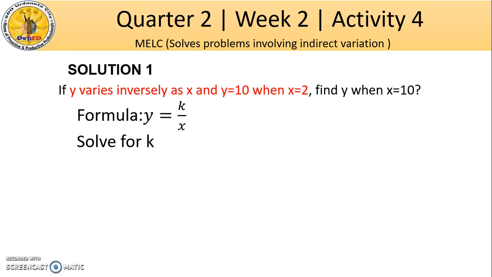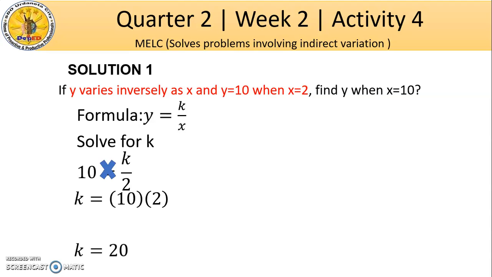Then we solve for k using y equals 10 when x equals 2. So we substitute the values. It will become 10 equals k over 2. Then we cross multiply. k equals 10 times 2. So the value of k equals 20. And our equation is y equals 20 over x.